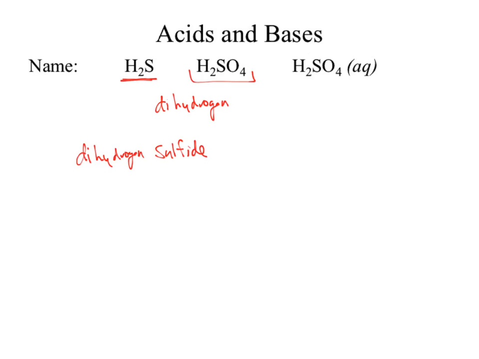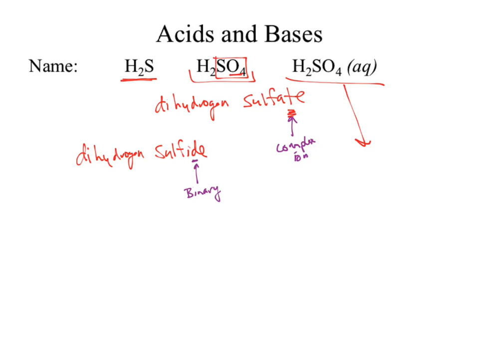Dihydrogen, I've got sulfur again, but I've got that oxygen. This is a complex ion known as sulfate. The T is a tip-off that you're looking at a complex ion. If you see the D in your name, it's a binary compound. Right? It's just the element by itself. Last one. Sulfuric acid.